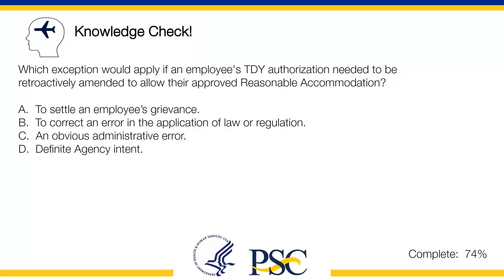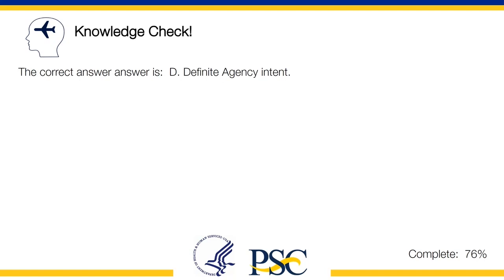Which exception would apply if an employee's TDY authorization needed to be retroactively amended to allow their approved reasonable accommodation? A. To settle an employee's grievance. B. To correct an error in the application of law or regulation. C. An obvious administrative error. D. Definite agency intent. Pause the video, consider your response, and resume to learn the answer. The correct answer is D.